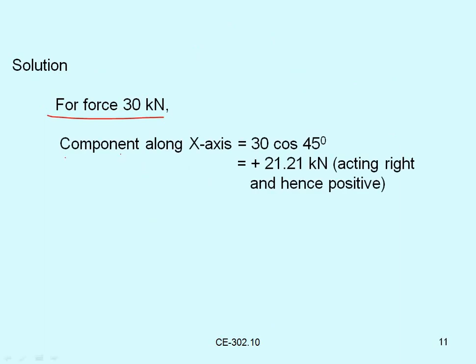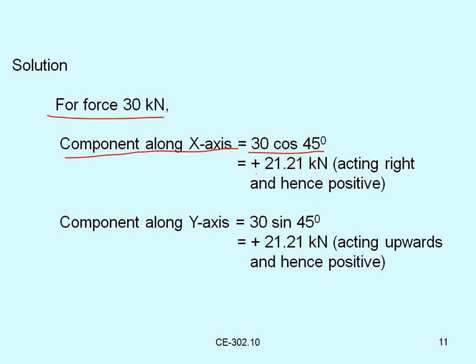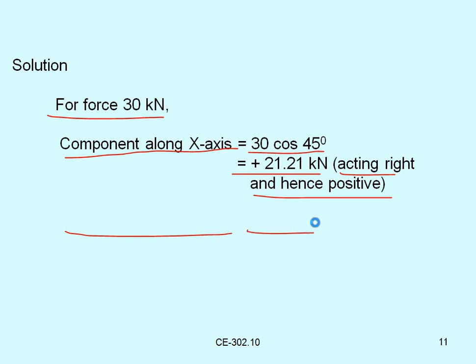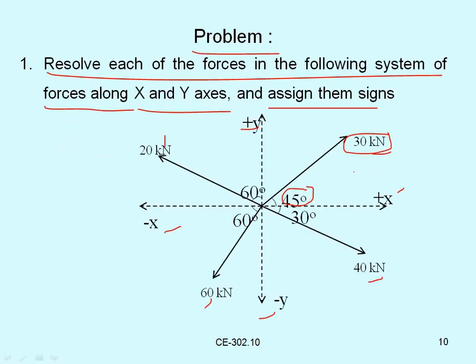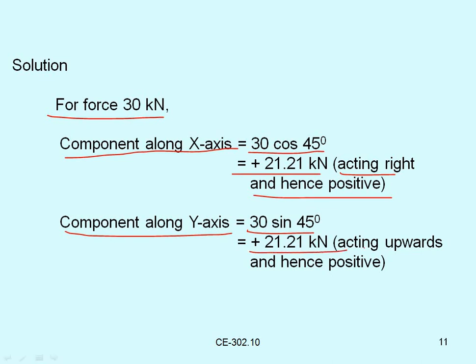Here the component along the x-axis is 30 cos 45 degrees. How much angle was given here? 45 degrees. So 30 cos 45 degrees is equal to 21.21 kilonewtons acting right and hence positive. Next, the component along the y-axis is 30 sin 45 degrees. Here we have to find the cos and the sin. Then we get plus 21.21 kilonewtons, hence upwards positive.